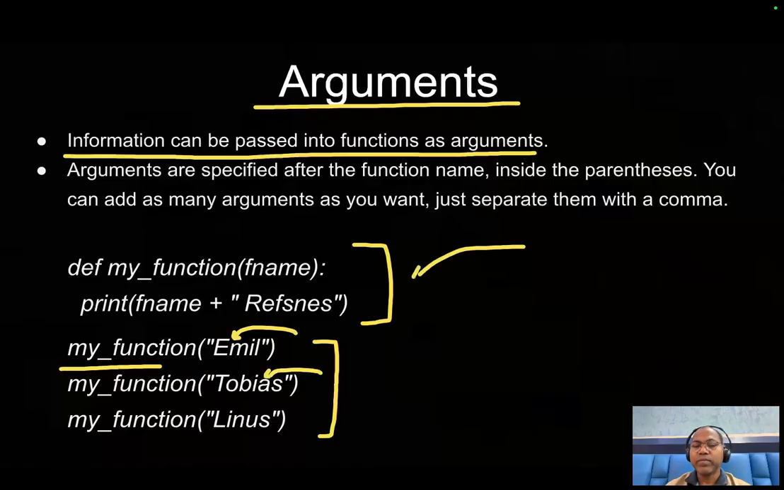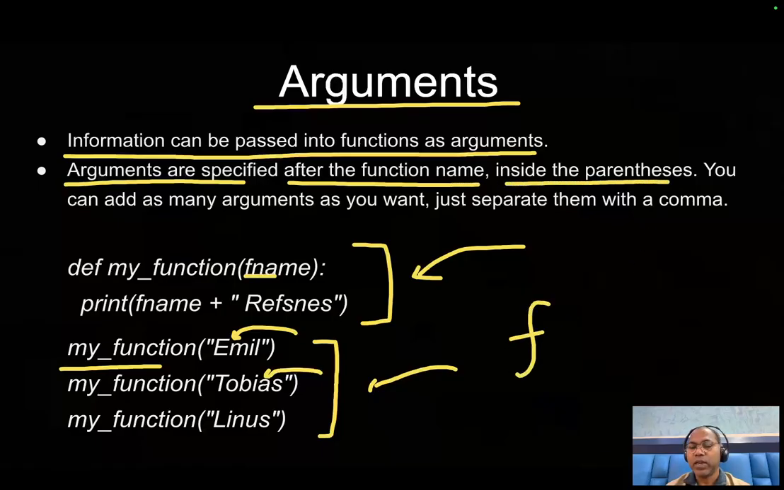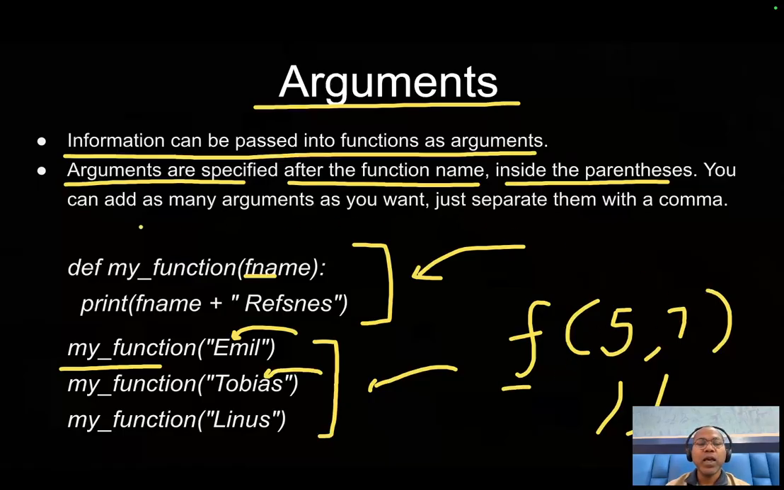While defining, you give the variable name, and this is known as a parameter. While using it, you pass the value, and that is the argument. Arguments are specified after the function name and inside the parentheses, like 5 or 7. So you use the function name, parentheses, and the value. You can add as many arguments as you want, just separated by commas. The comma is used for separation.